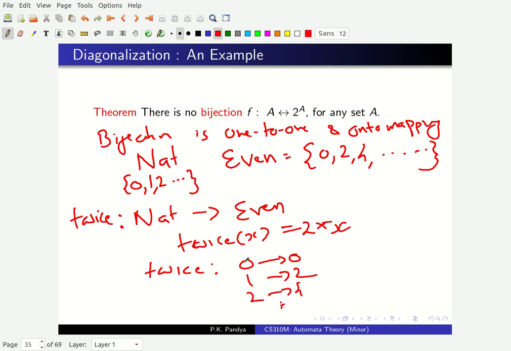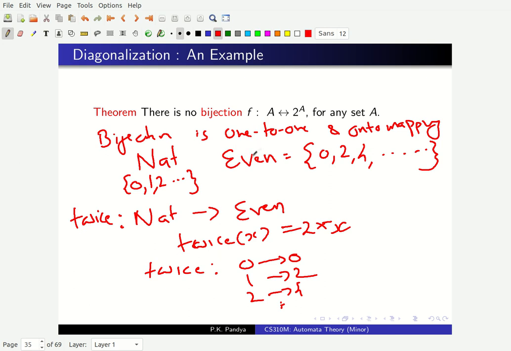Now you can see that every natural number is mapped to a unique number in even, and every number in even comes from some number in natural number. So it's a 1 to 1 and onto mapping, and it pairs elements of even with elements of nat, right? And so this is a bijection. Now, those sets which have a bijection with natural number are said to be countably infinite.